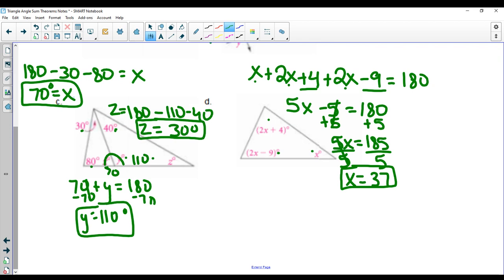Yep, 37. Okay. So now, if the question just said find x, that's where we would stop. But you probably figured by now, I'm not letting you off the hook that easily. You could be asked to go back in and substitute this x into everywhere there's an x and find the specific angle measures. Okay? All right, so I'm leaving a note for myself. We know that x was 37.